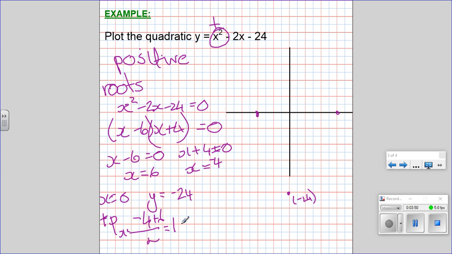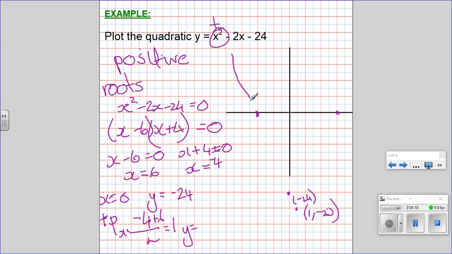So the y part of it is obviously just going to be substituting in that x is equal to 1, so I'm going to get 1 minus 2 minus 24, so that's going to give me 1 minus 2, negative 1, minus 24, negative 25. So then I'm going to say here 1, negative 25. And those 4 points are all I need to be able to draw my parabola.